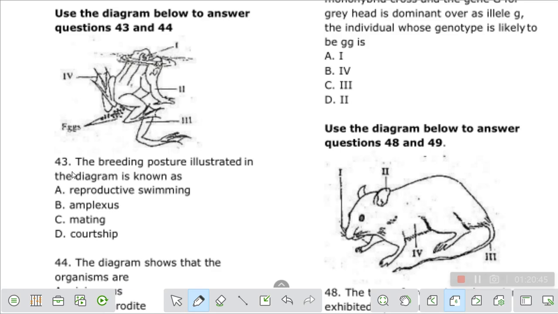So you can see that there's a lot of things. Now this type of diagram is showing whether the animal is viviparous, or hermaphrodite, or ovoviviparous. So what do you think is the answer? Is this viviparous?